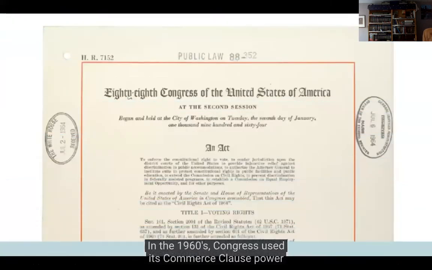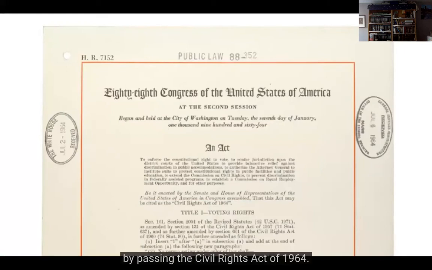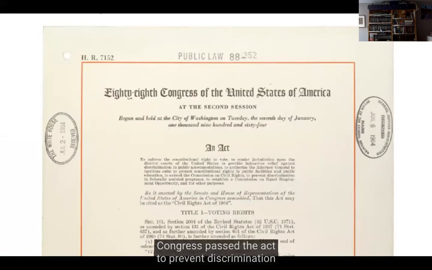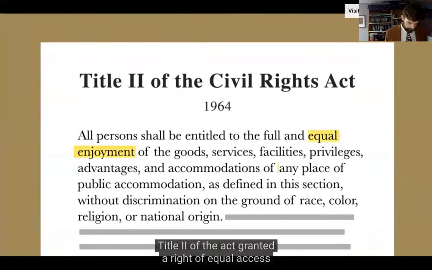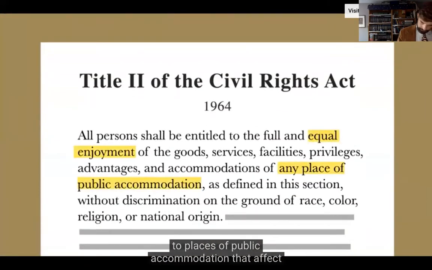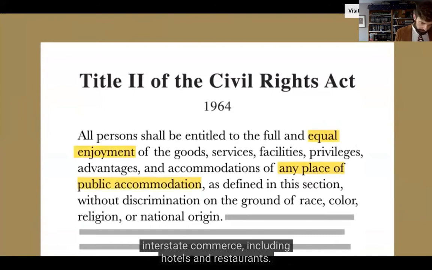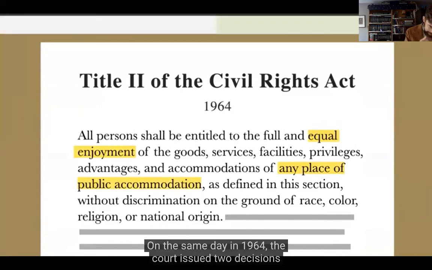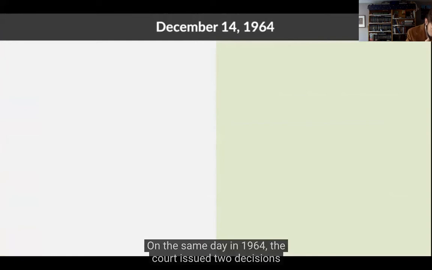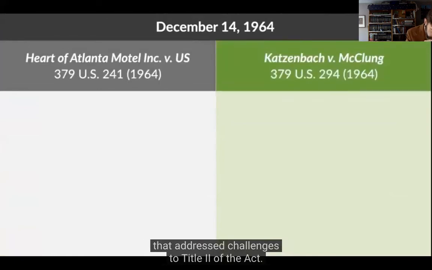In the 1960s, Congress used its Commerce Clause power to combat racial discrimination by passing the Civil Rights Act of 1964. Congress passed the act to prevent discrimination on the basis of race, sex, religion, or national origin. Title II of the act granted a right of equal access to places of public accommodation that affect interstate commerce, including hotels and restaurants.